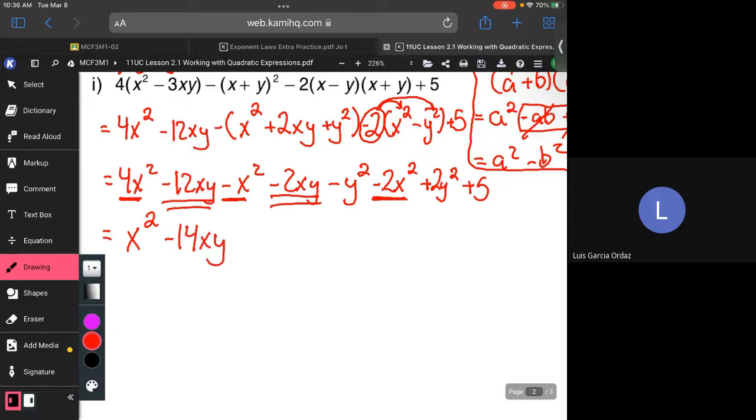And how many like terms does my y squared have? 2. So what's negative y squared plus 2y squared? Positive 1. So positive y squared, and then my 5 is by itself. So if you want, after the lesson, you can come up and I can clarify this more.